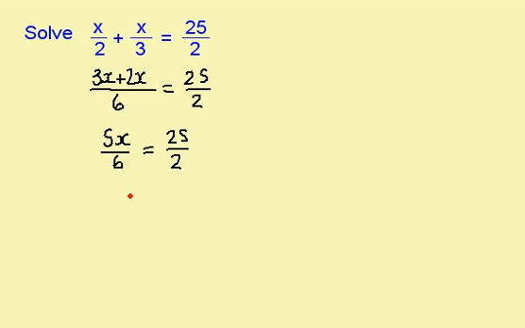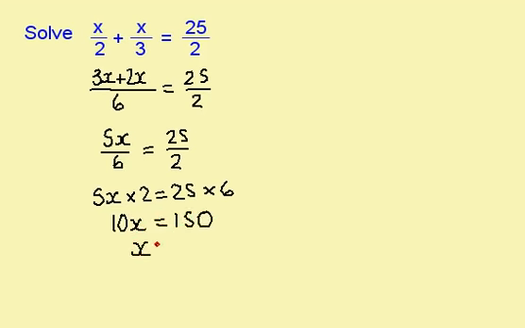Now, cross-multiplying, I get 5x times 2 equals 25 times 6. 6 goes up the escalator, 2 goes up the escalator. I have 10x equals 150. Dividing by 10 gives me x, which is 15.